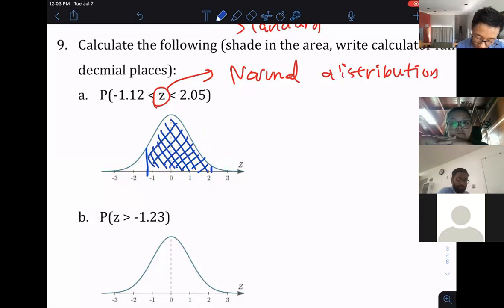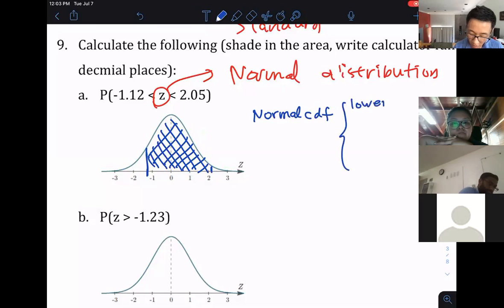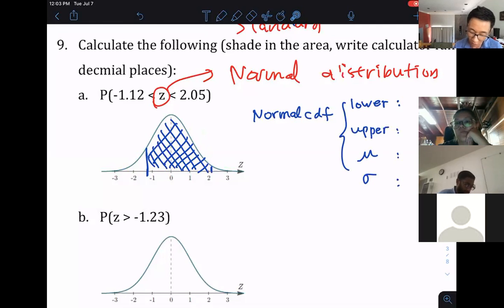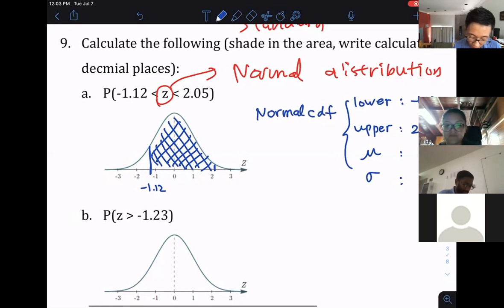So we're going to use the normalcdf function key. It's going to ask for the lower bound, upper bound, mu, and sigma. What they mean by lower bound is, this is my area, and the lower bound is basically the lowest number, how far it goes to the lower part. It goes to -1.12. Upper part is 2.05. Mu is the mean, which is 0, and sigma is 1.